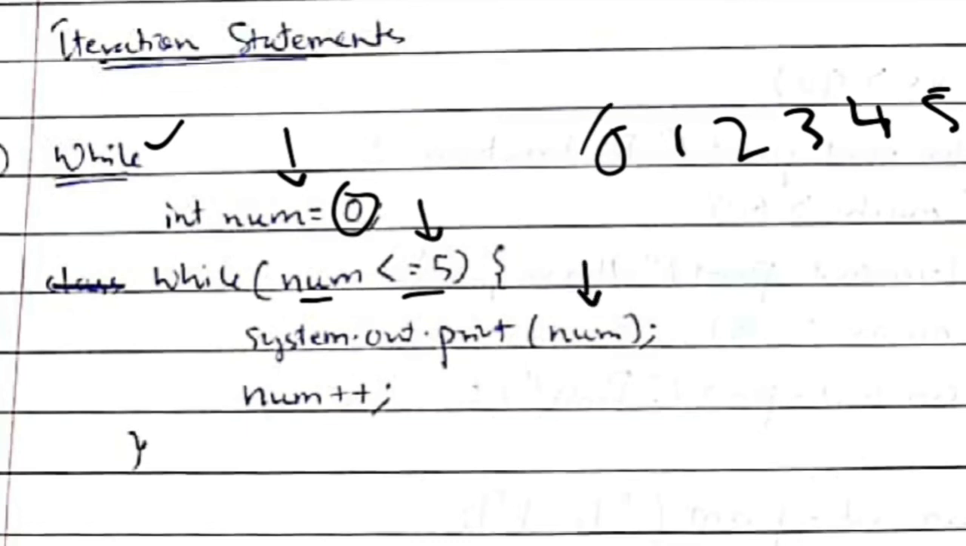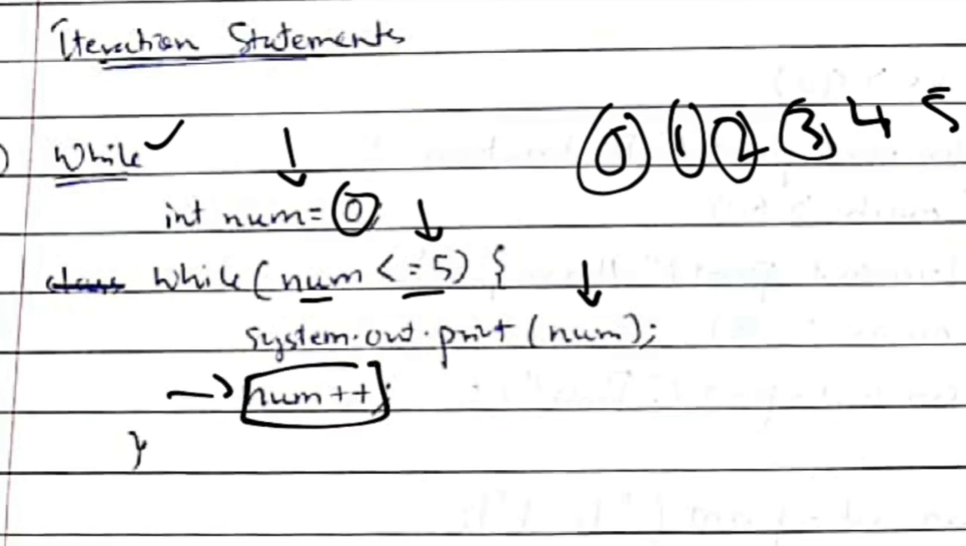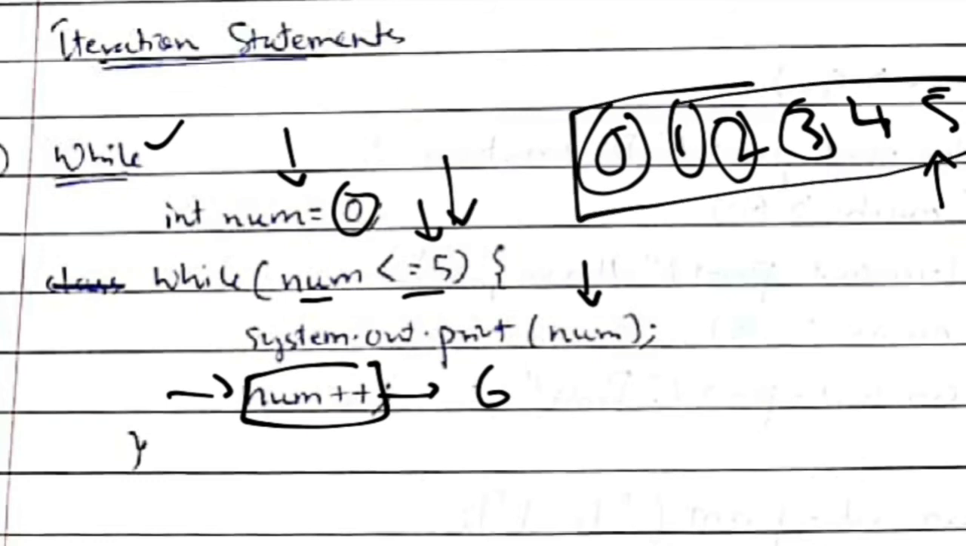So for each iteration 0 will be printed, then 1, then 2. By using the increment operator, num's value will keep increasing till it reaches 5, and after that num's value will become 6 and it will not execute here. Okay, so from 0 to 5 it will be printed.